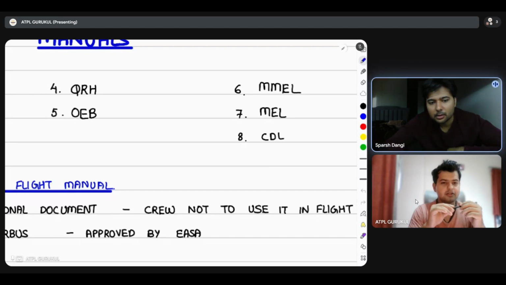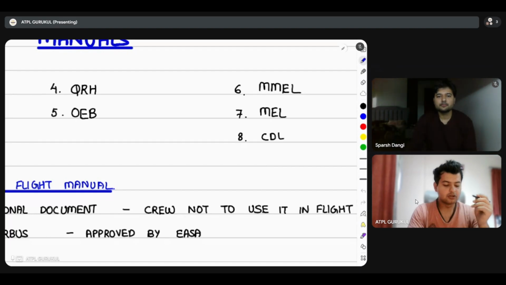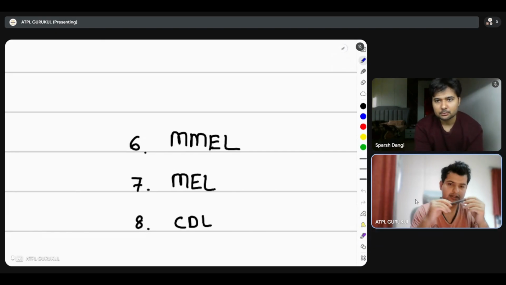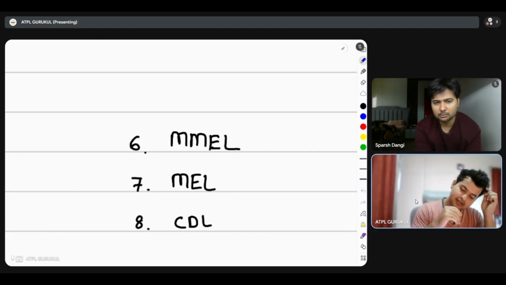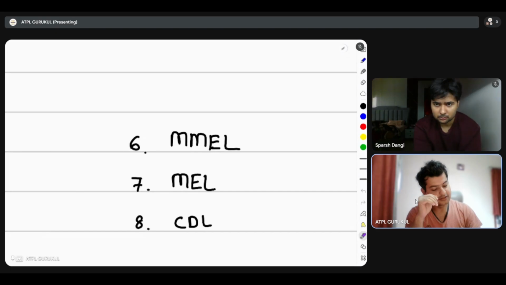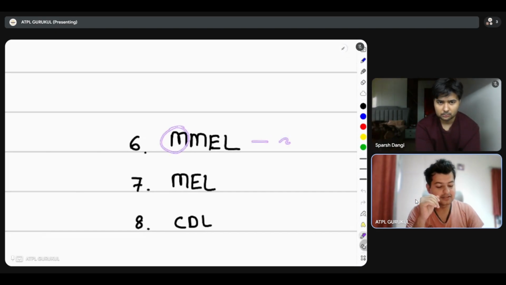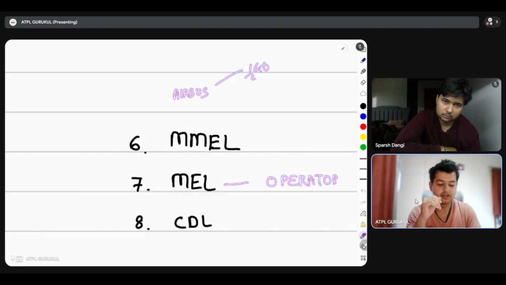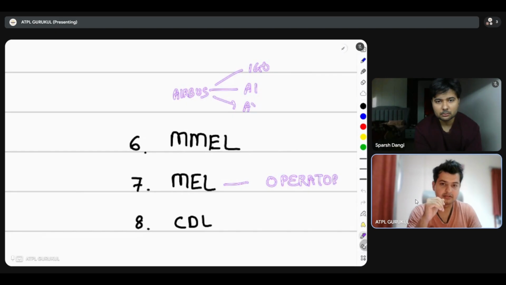Coming to that. Okay. So there are two minimum equipment lists. One is the MMEL, which is the master minimum equipment list, and the other one is the MEL. The master minimum equipment list is, as we know, a master. It's made by the manufacturer. The MEL is made by the operator. What is the difference between manufacturer and operator? Manufacturer is Airbus. Operator can be many. It can be Indigo. It can be Air India. It can be Air India Express. Anyone.